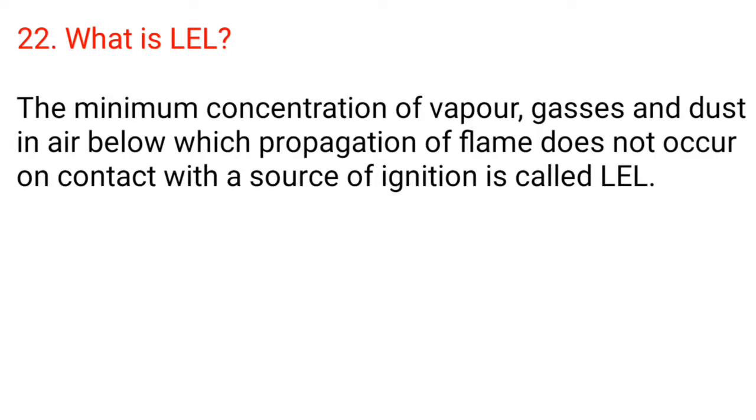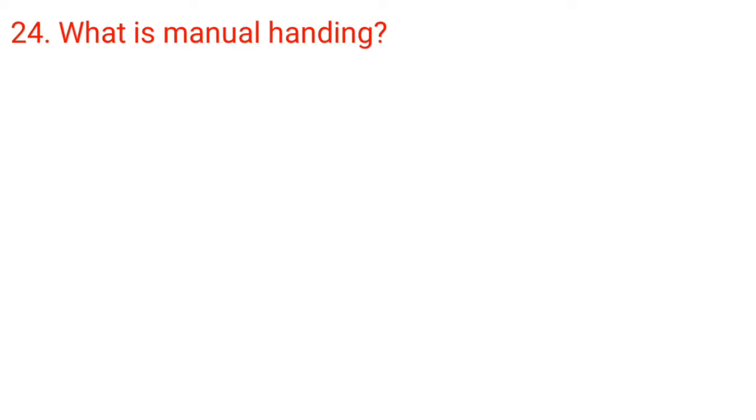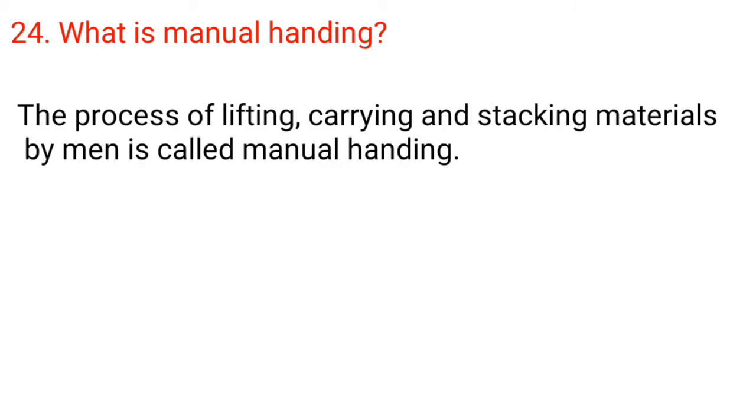21. What is painting? The process after sandblasting is called painting. 22. What is lower explosive limit? The minimum concentration of vapor, gases and dust in air below which propagation of flame does not occur on contact with a source of ignition. 23. What is upper explosive limit? The maximum proportion of vapor, gases and dust in air above which propagation of the flame does not occur on contact with a source of ignition. 24. What is manual handling? The process of lifting, carrying and stacking materials by men is called manual handling.